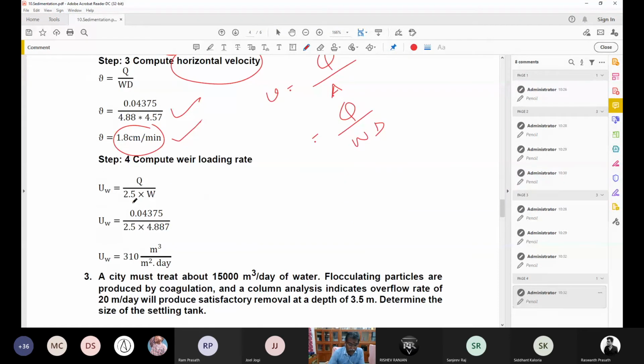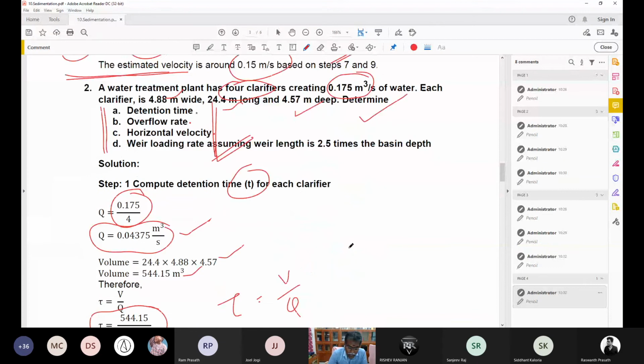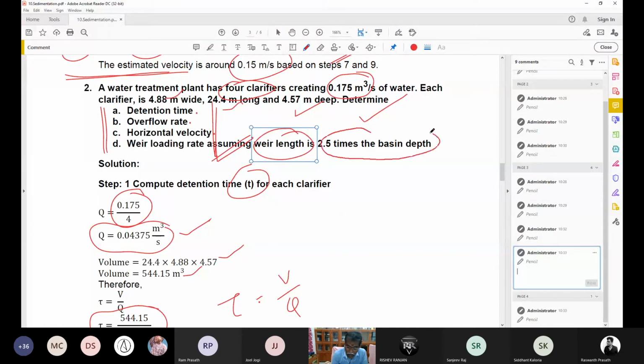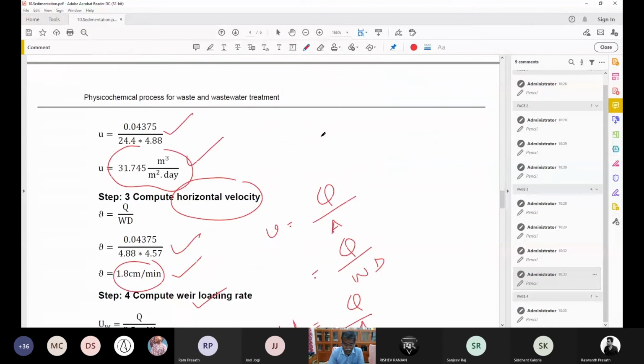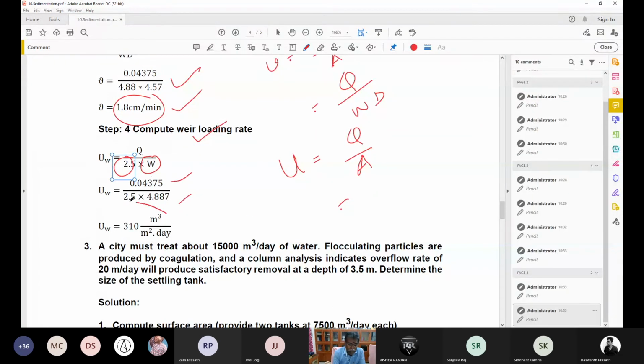Yes, and the last one is weir loading rate. Okay, that is also again Q by A. And it is also mentioned very clearly in the problem statement, assuming weir length is equal to 2.5 times the basin width. Okay, so I can do that calculation. Substitute the values, I may get weir loading rate as 310 meter cube per meter square day. Is it okay? Yes, sir. Okay, these are direct substitutions, very simple.